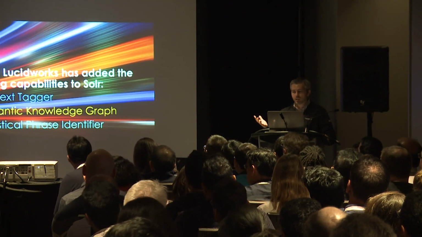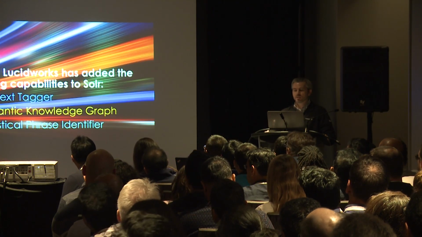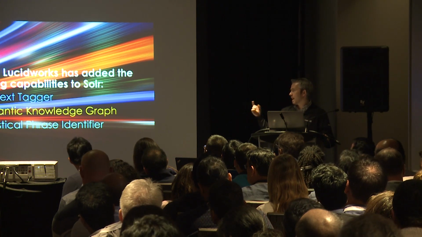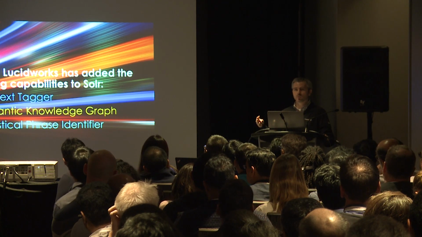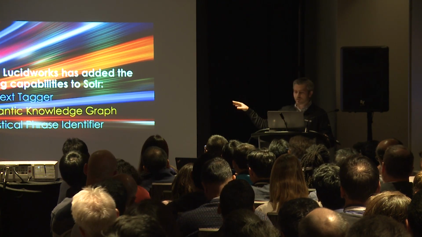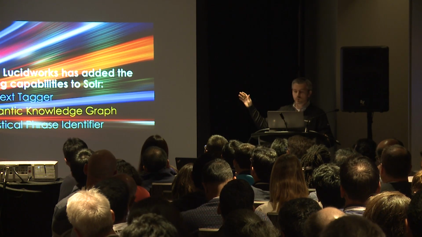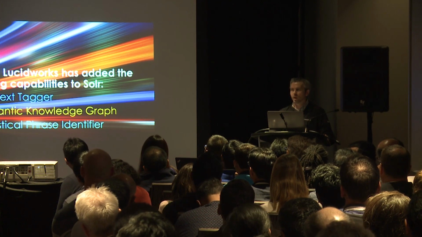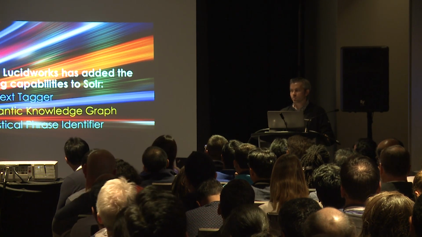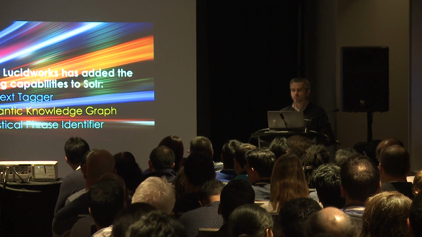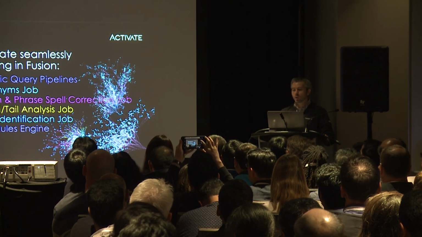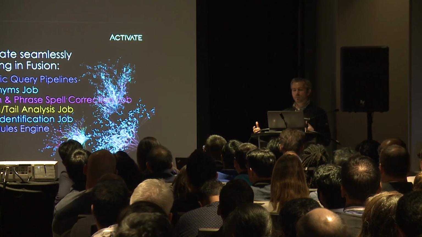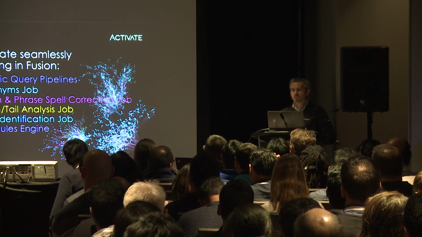So many of you will be happy to hear that this year, Lucidworks has finally added the Solr Text Tagger, Semantic Knowledge Graph, and Statistical Phrase Identifier to Solr. So when you download Solr, 7.4 has 2 of these, and 7.5 has all 3 of these. You can actually play around with these capabilities without having to build a bunch of plugins yourself and manage them. Those all neatly integrate with capabilities in Fusion to do other portions of semantic search.